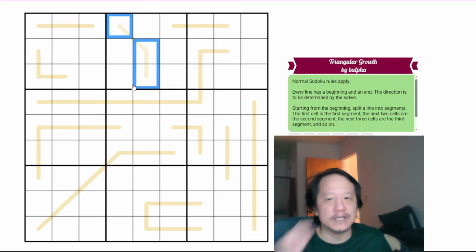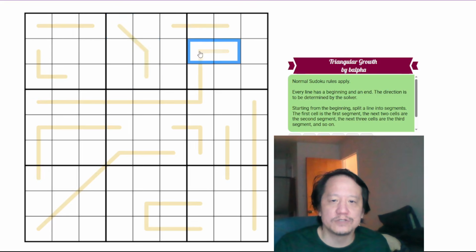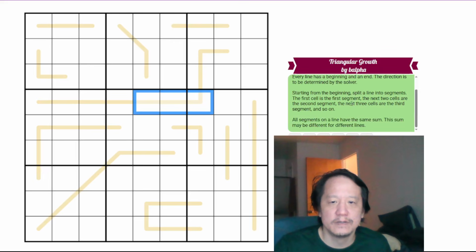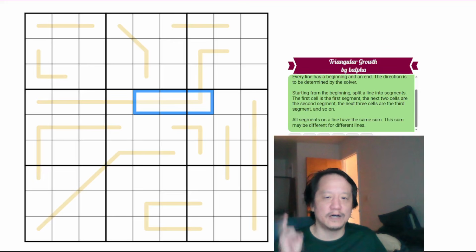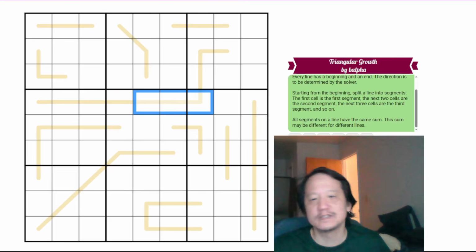Starting from the beginning, split a line into segments. The first cell is the first segment. The next two cells are the second segment. The next three cells are the third segment, and so on. All segments on the line have the same sum, and this sum may be different for different lines.